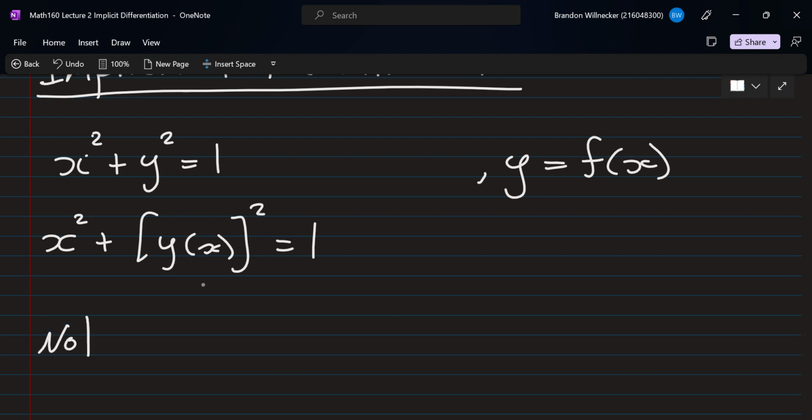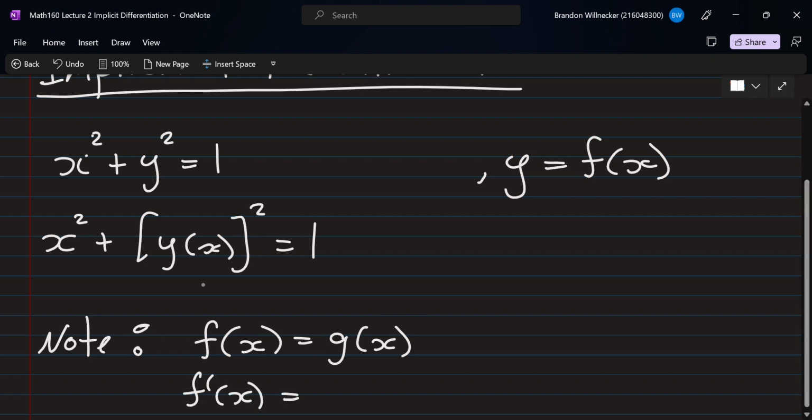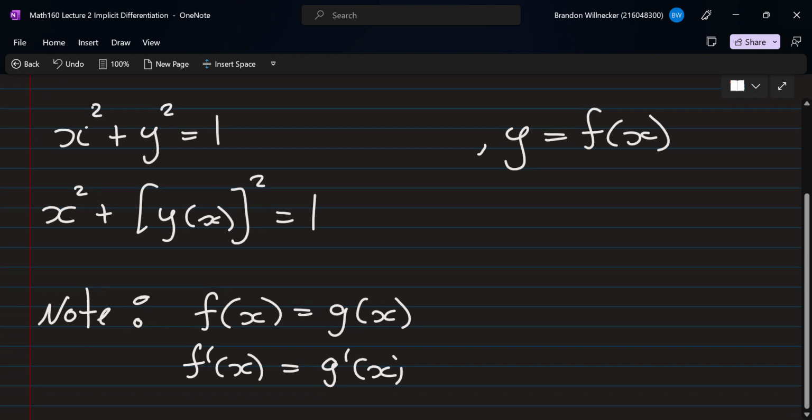The first thing we notice, just to make a quick note, is that if f of x is equal to g of x, then f prime of x is equal to g prime of x. That might seem very obvious, however, it will help us quite a bit to give us our first step at finding the derivative. What this says is that if we've got some expression, left-hand side equals right-hand side, then if we take the derivative on both sides, the equality is maintained. It's like multiplying both sides by 2.